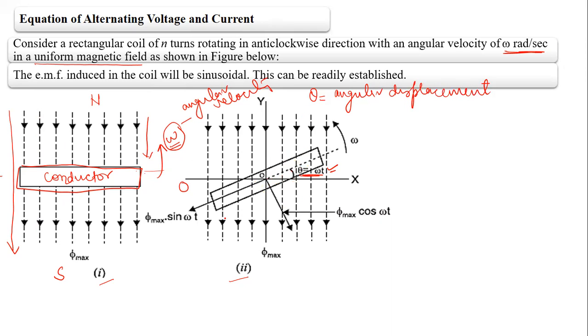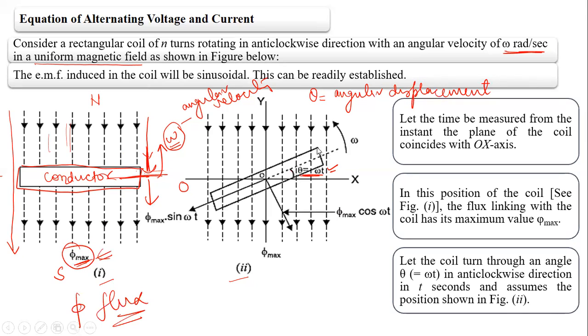Now there is phi max. When the plane of the coil is perpendicular to the line of force, like here, it is interacting with the magnetic field to its fullest extent, the extreme condition. So here we have phi max, where phi is the flux. Maximum interaction of flux with the conductor is happening in this particular position. And let us say when it tilts to a certain angle theta, this phi max will have two components.